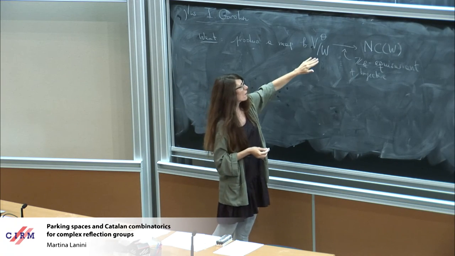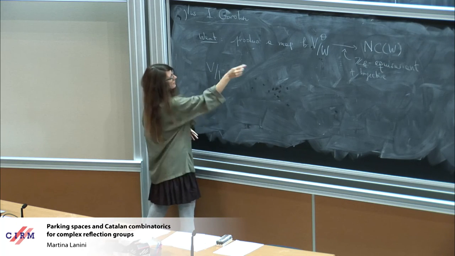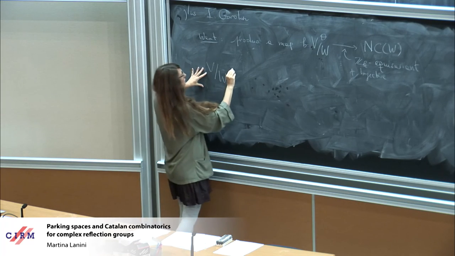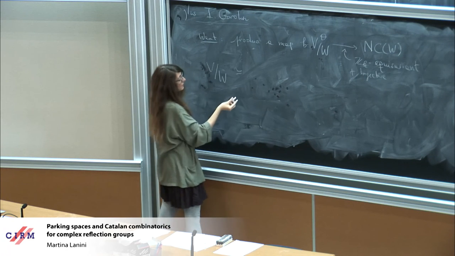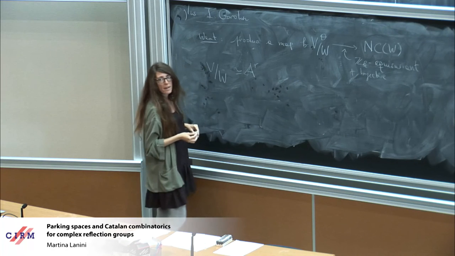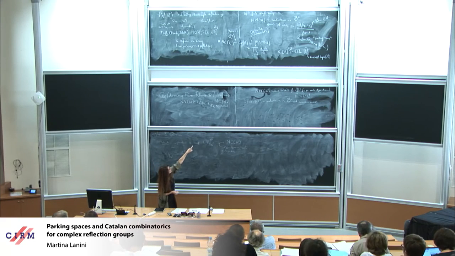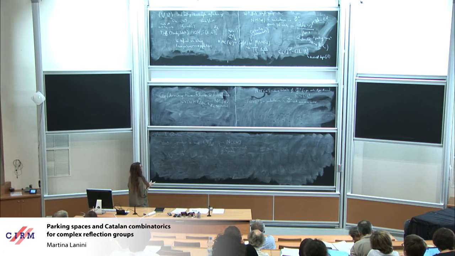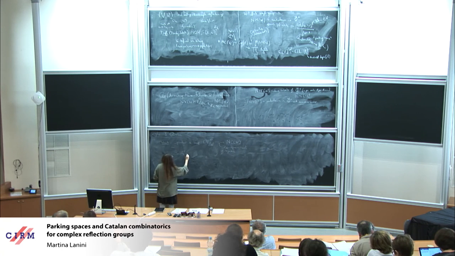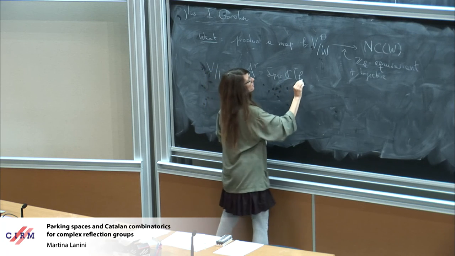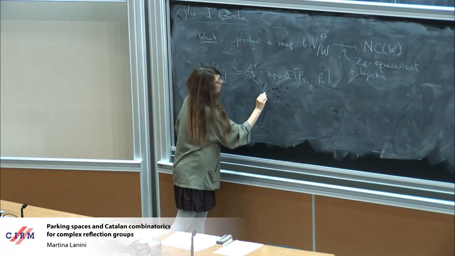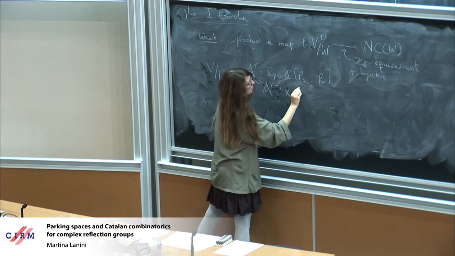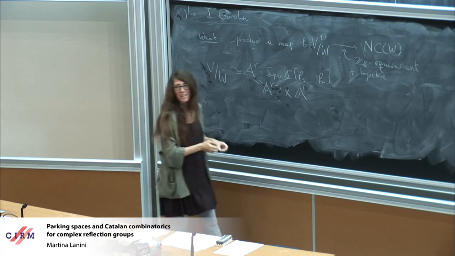So our space, V theta mod W, this set lives in this orbit space. So let me start by first defining a map from this space to that set. Okay, so what is that? Well, this is just isomorphic to A^r, because the invariants of C[V]^W are generated, it's an algebra generated by r algebraically independent homogeneous polynomials, and Spec of C[f_1, ..., f_r] is just an affine space. So let me think of it as A^(r-1) times A^1. Okay, so we have a complex line and the rest.